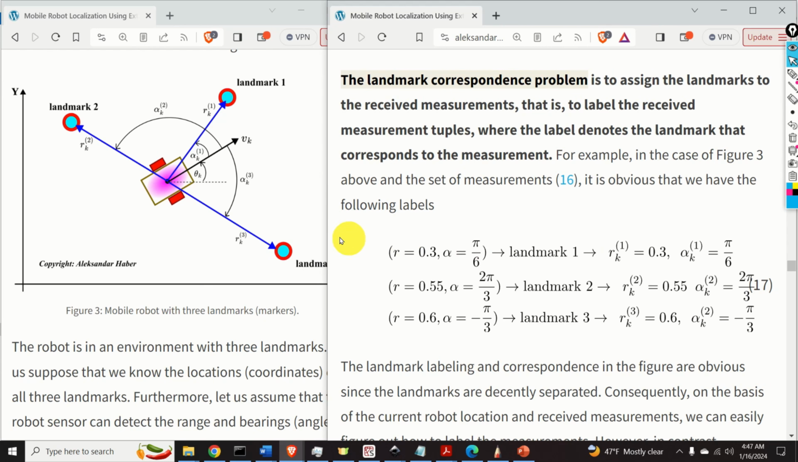Consequently, it is relatively straightforward to conclude that the first tuple corresponds to landmark 1, and we can assign rk1 to be equal to r, that is equal to 0.3, and alpha k1 to equal to pi over 6. Similarly, the second tuple should come from the second landmark, that is from this landmark over here, and consequently rk2 is 0.55 and alpha k2 is 2 pi over 3, and similarly the third tuple comes from landmark number 3.